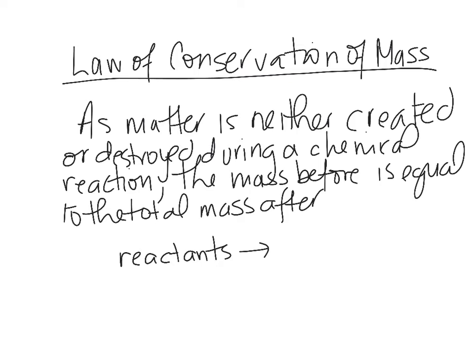What do we call the material after the reaction? Products, because they are produced. So the only thing that happens in a chemical reaction is bonds are broken, new ones are formed, so they just become rearranged. The atoms become rearranged.